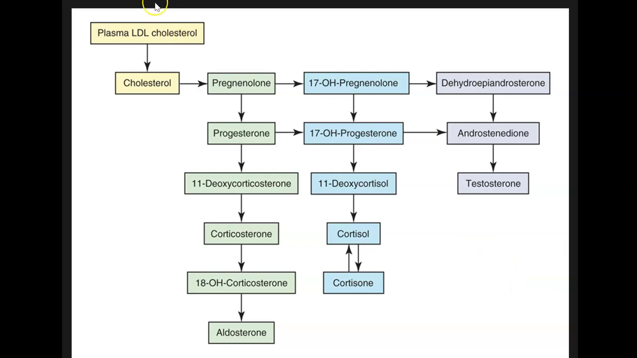So using your cholesterol, that comes from LDL, and the LDL is delivering to the cells. Cholesterol is delivered to the cells, for example, the adrenal cortical cells, and cholesterol is made into pregnenolone. Okay, then from pregnenolone, your body has to decide what's going to be made. So we can make progesterone, and then we can go down this pathway.